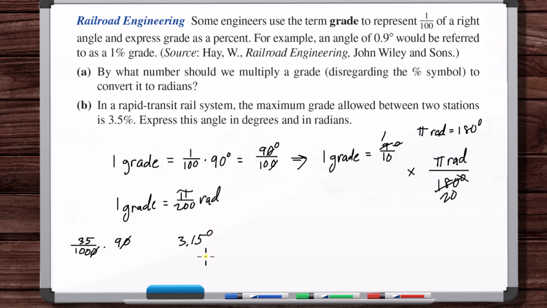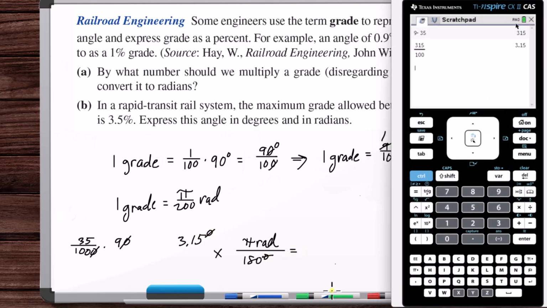That's a grade of 3.5%. Okay, but convert that to radians. There's 180 degrees for every pi radians. So 3.15 times pi divided by 180, 0.055 radians.